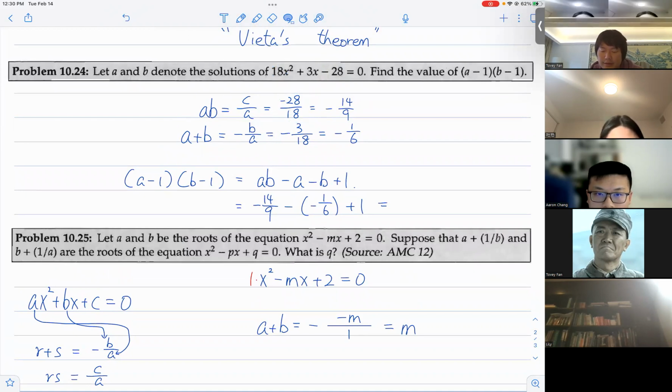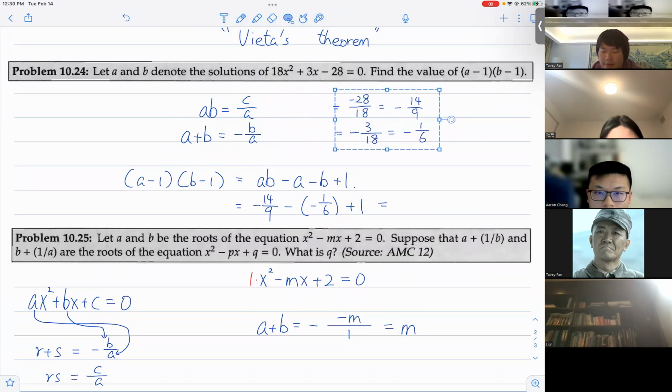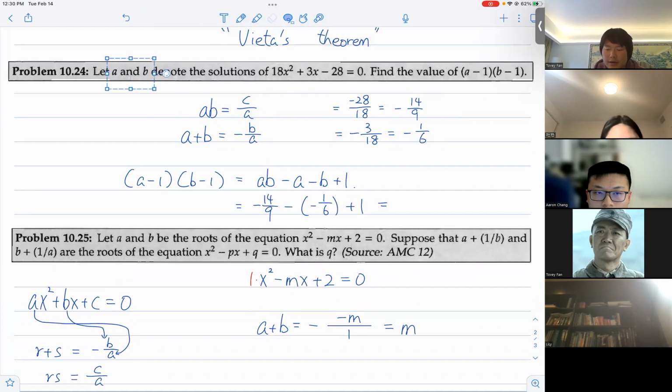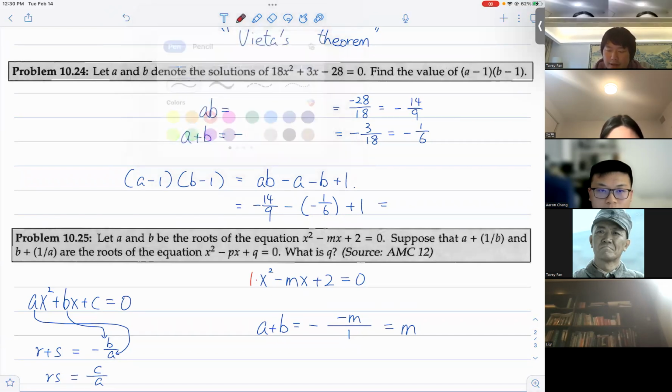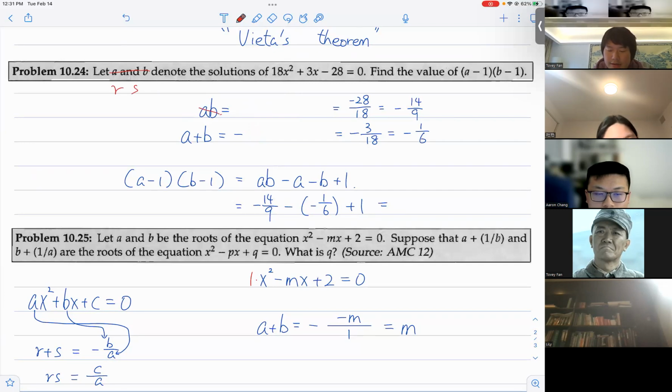Because they are using A and B, they really should be using R and S. That's what confused me. Think about this: you can switch these to R and S, then that just becomes R times S, R plus S, and that becomes our formula. In this question, if you switch to R and S, it'll be just R plus S.